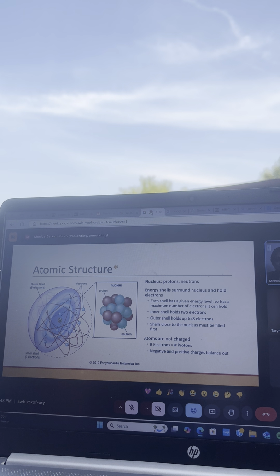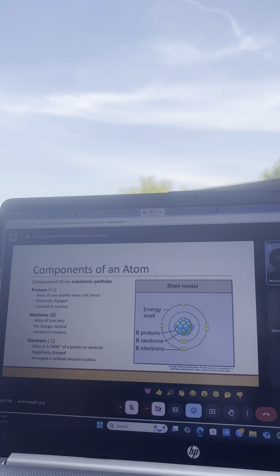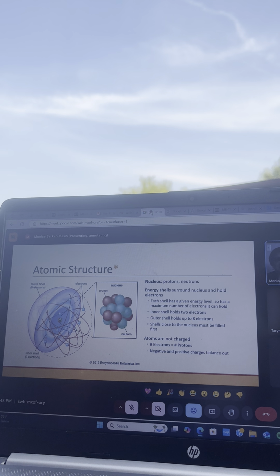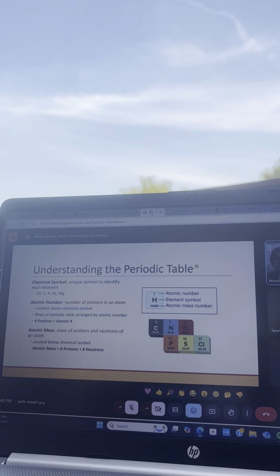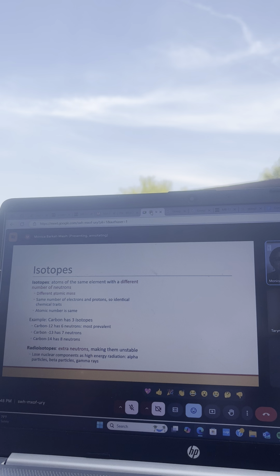You might want to know the structure of an atom. I don't think I need to go through that. You know the structure of the atom, what is a proton, what is a neutron and electron, and what is atomic number and atomic mass. So atomic number is based on the number of protons, and atomic mass is the mass of protons and the neutrons together. So you might want to know those definitions.